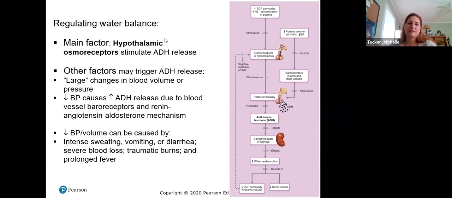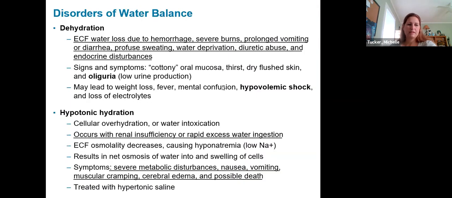Okay. When we're trying to maintain osmotic balance, the main sensors are going to be osmoreceptors in the hypothalamus. The main response is going to be ADH release, which is going to result in the reabsorption of water. Then we have a couple of disorders of water balance. Dehydration is when we have extracellular fluid water loss due to hemorrhage, severe burns, profuse sweating, prolonged vomiting. This one also involves electrolyte issues.